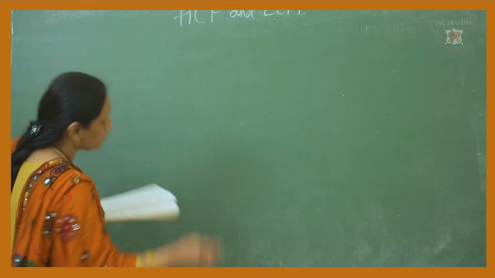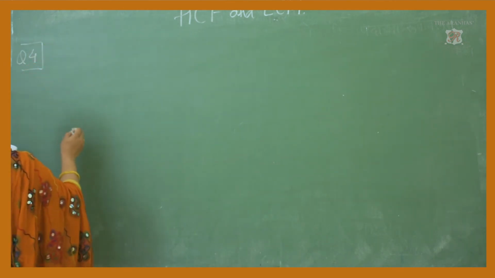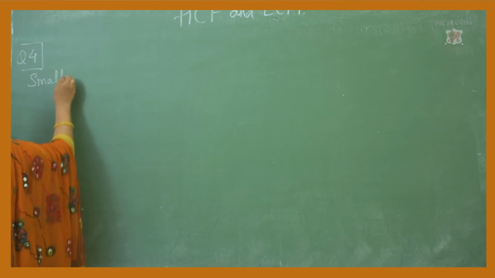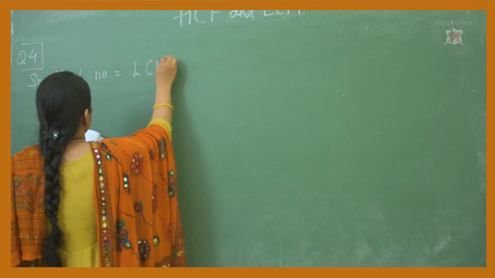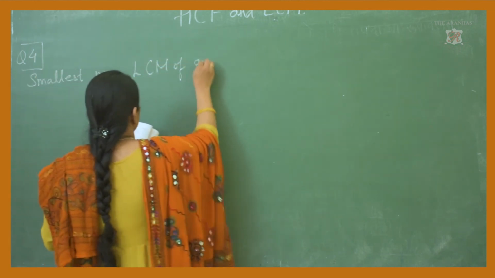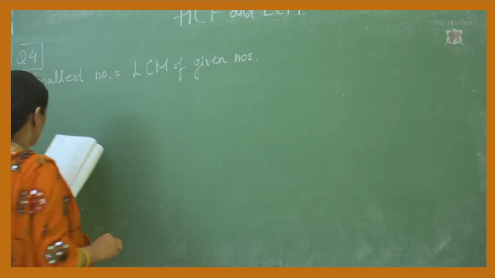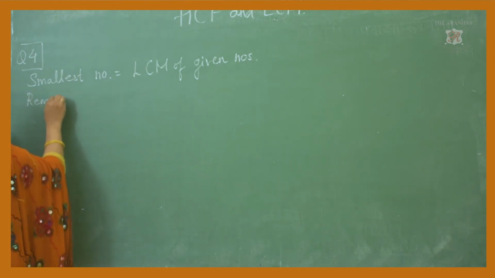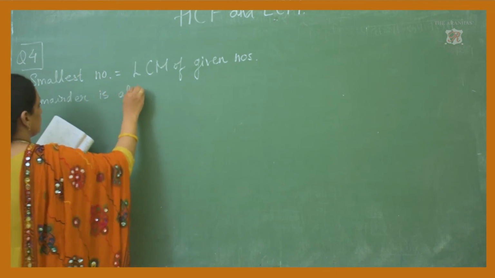So how will you solve? That is question number 4, which we are solving. How will you do it? Smallest number means LCM. You have to find the LCM of the given numbers, because it is given clearly in the question that they want the smallest number. And whatever is given, you have to note it down first. The remainder is always 5.